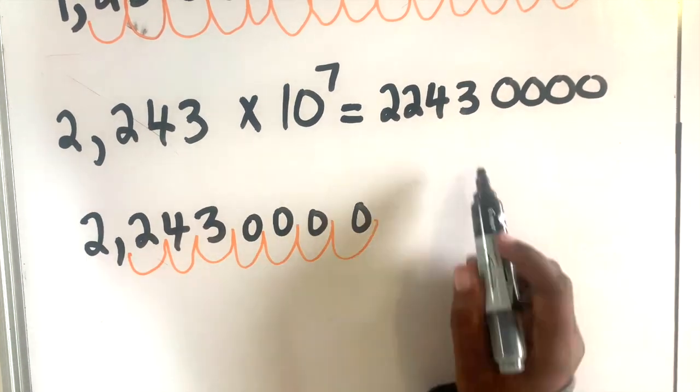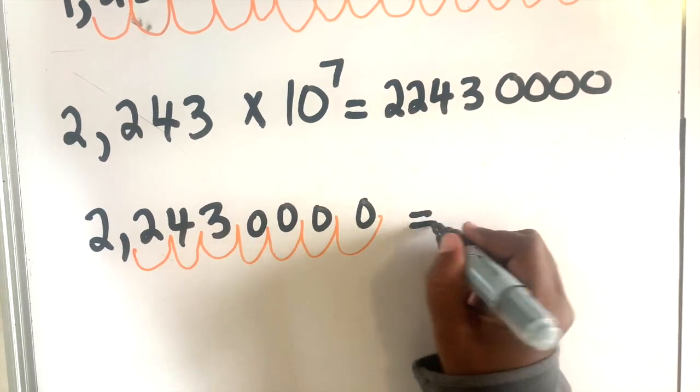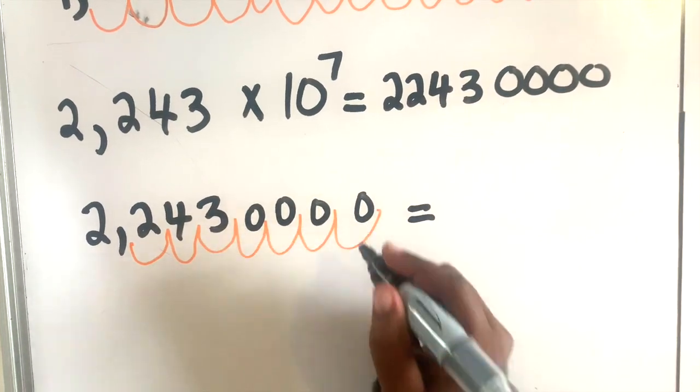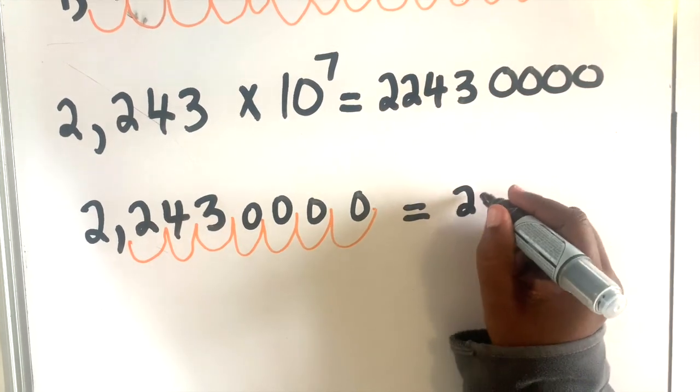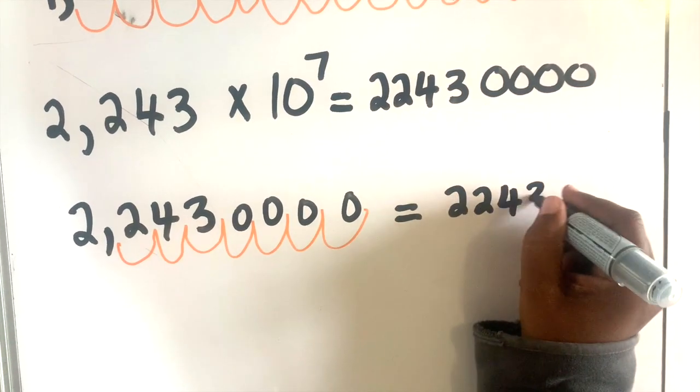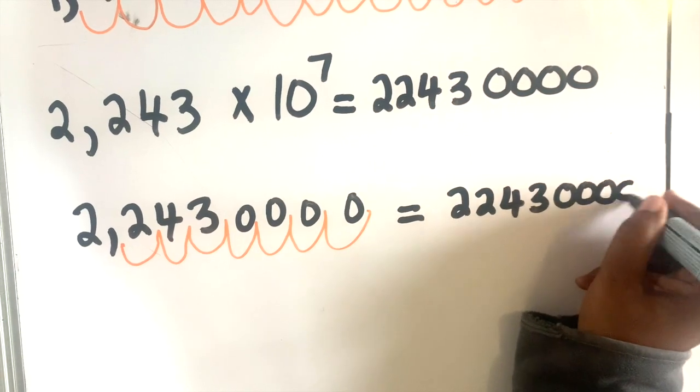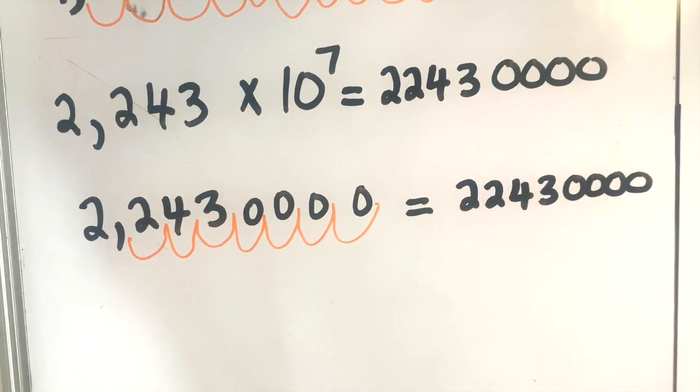So this number is exactly the same as that one. But you have to write it. Don't leave it like that. That's wrong. You're supposed to have 2, 2, 4, 3, and the 4 zeros. When the comma is still there, it's the same number as the other one.